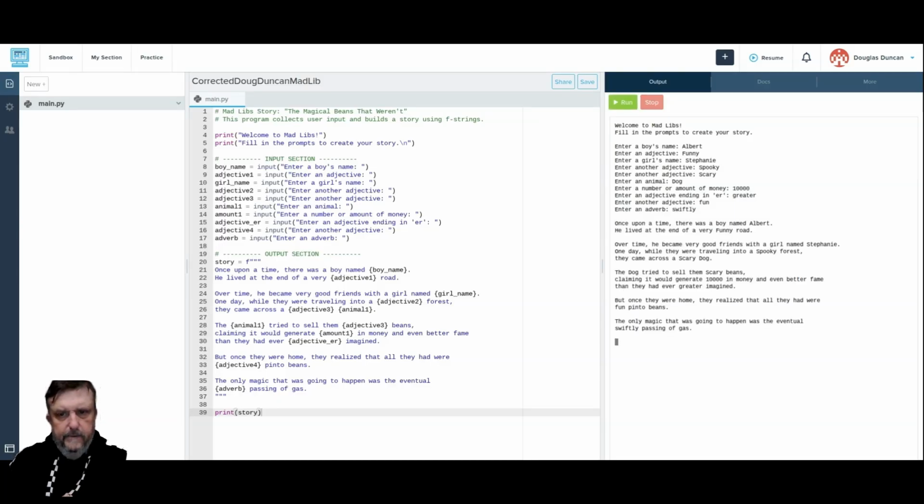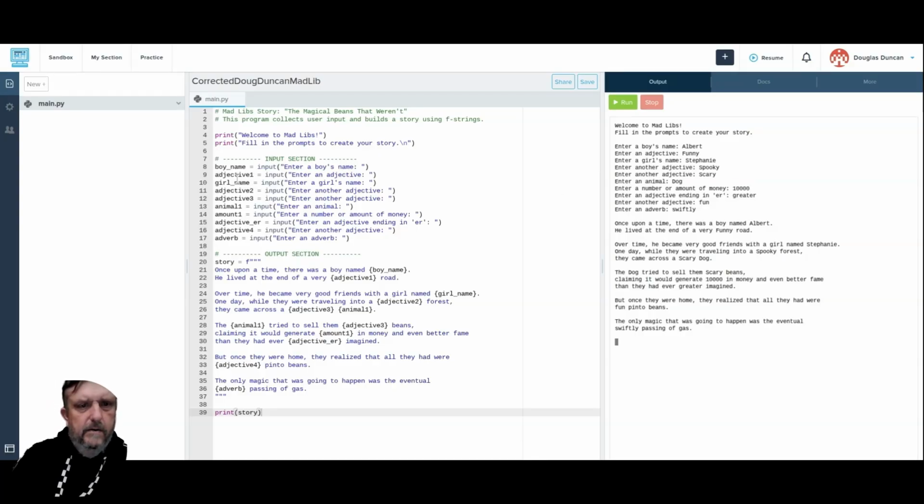And here's our story. Once upon a time, there was a boy named Albert. He lived at the end of a very funny road. Over time, he became very good friends with a girl named Stephanie. One day, while they were traveling into a spooky forest, they came across a scary dog. The dog tried to sell them scary beans, claiming it would generate $10,000 in money and even better fame than they had ever greater imagined. But once they were home, they realized that all they had were fun pinto beans. The only magic that was going to happen was the eventual swiftly passing of gas.